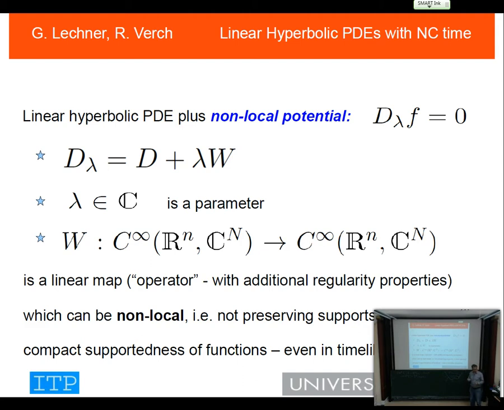But if you have a non-commutativity in the time-like direction, then things become complicated. And as you already suspect, you will have a difficulty with something like the Cauchy problem. Okay, so let's look at that in a little bit more detail.